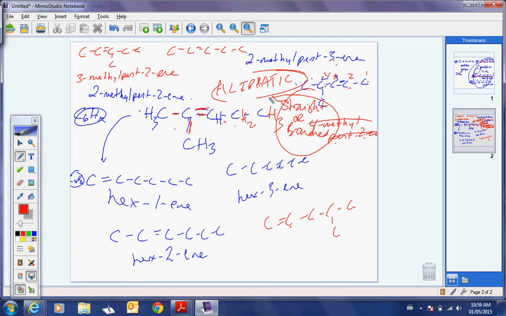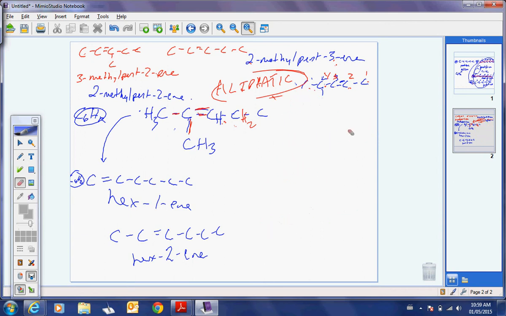Okay? But what if, and somewhere along this conversation, we saw the word cyclical isomers? Okay? So I'd just like to have a little bit of space here. I'll just clear this off. And can we come up with a cyclical isomer?